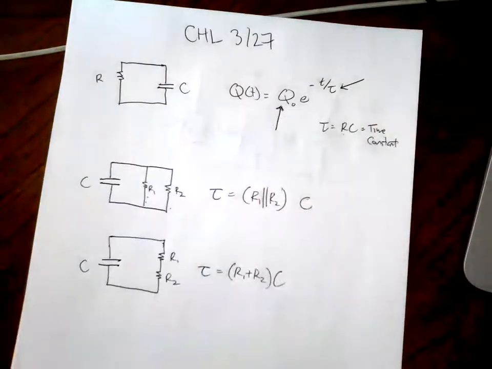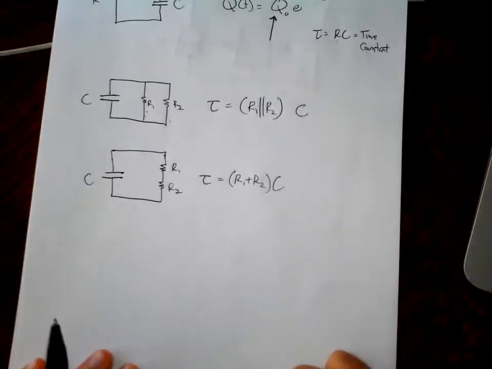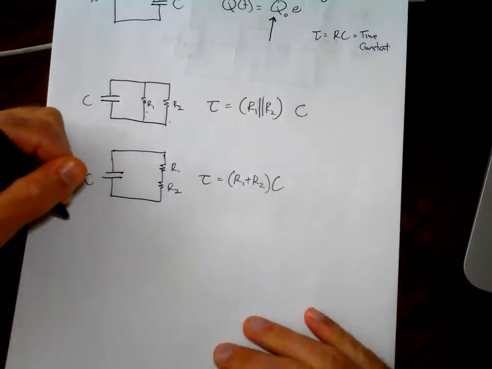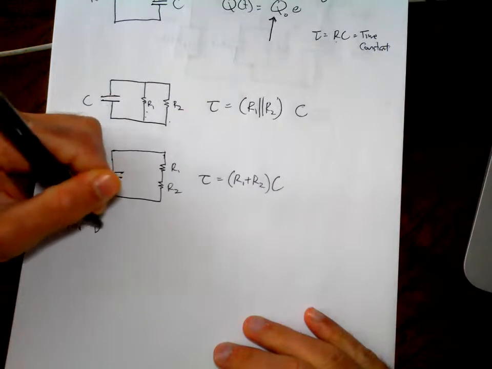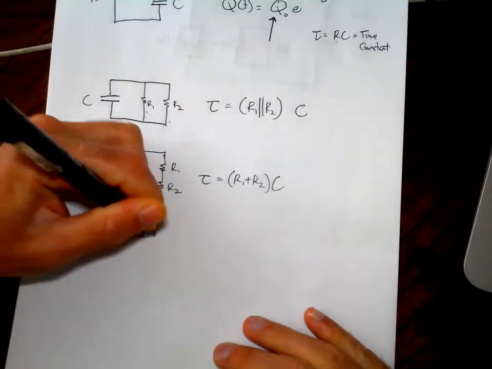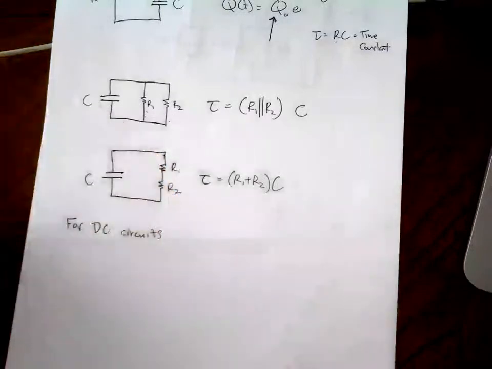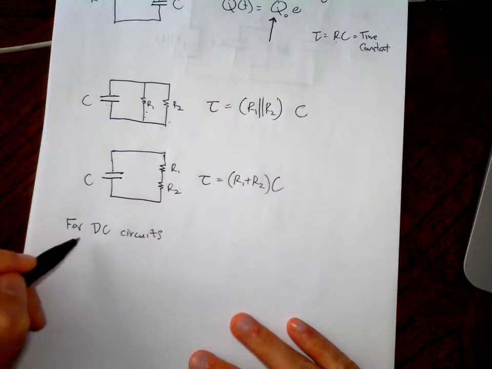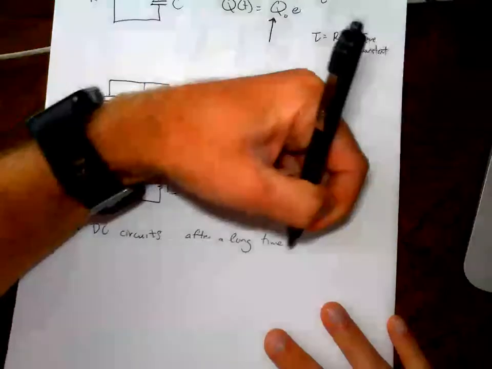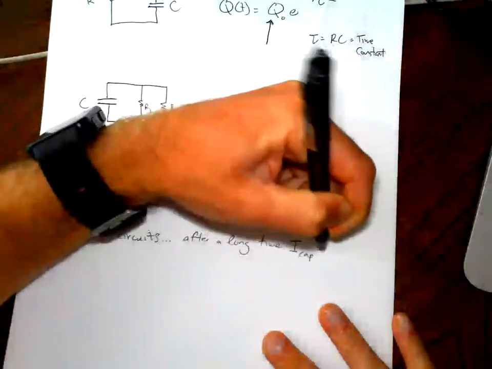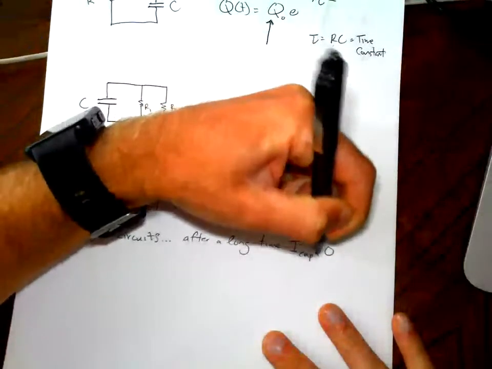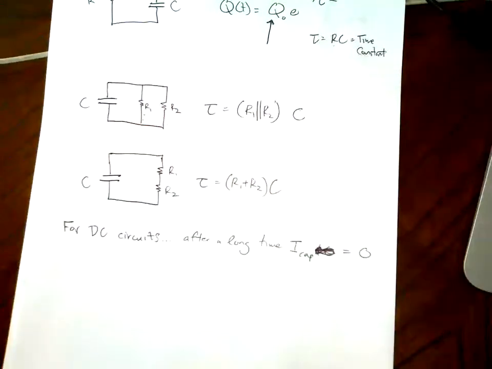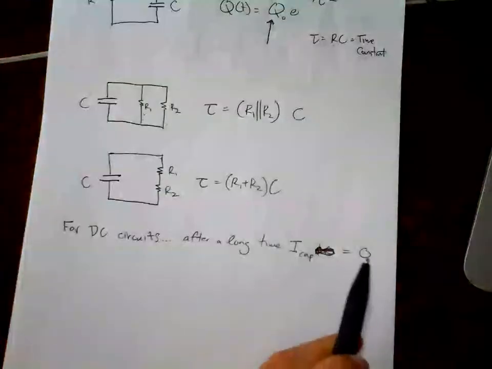Now we have to determine how we get Q naught. And to get Q naught, we want to use the fact that for DC circuits, which is what we're dealing with for now, after a long time the current through the capacitor is going to be equal to 0. Now, why is that? Why does the current through the capacitor become 0 after a long time?